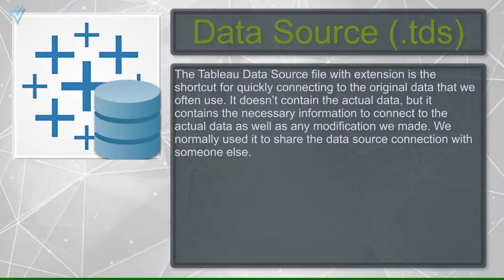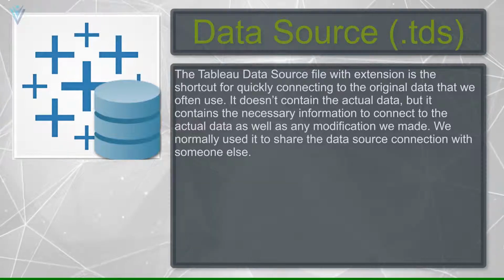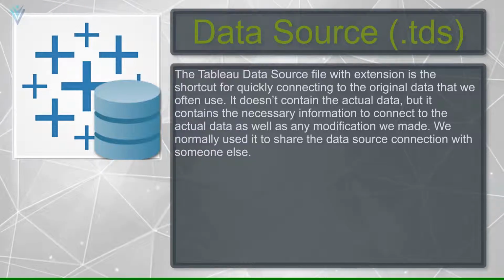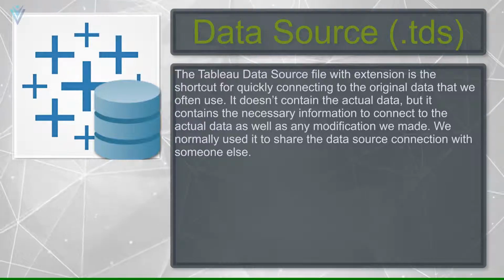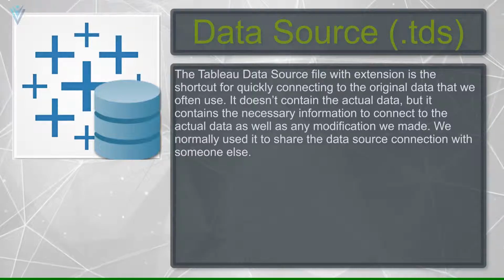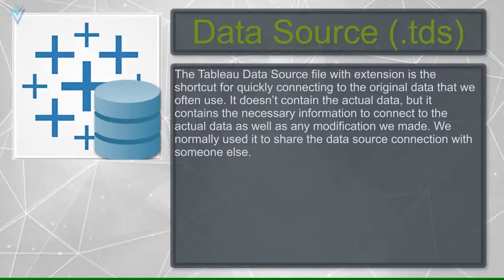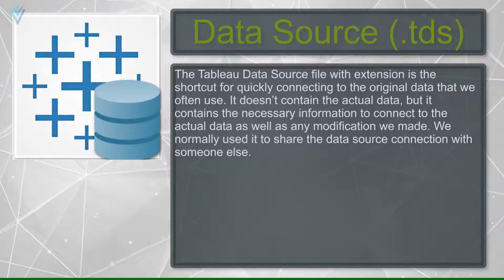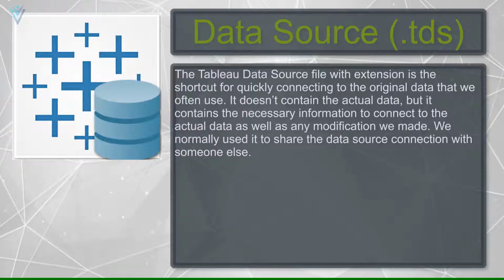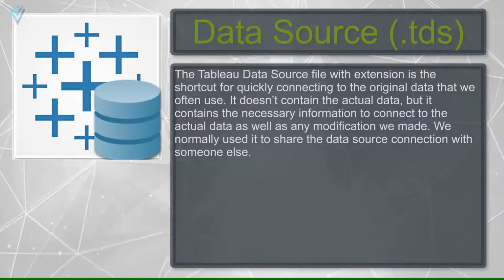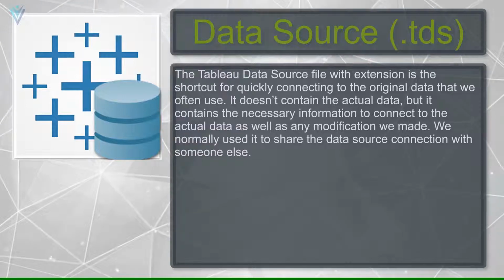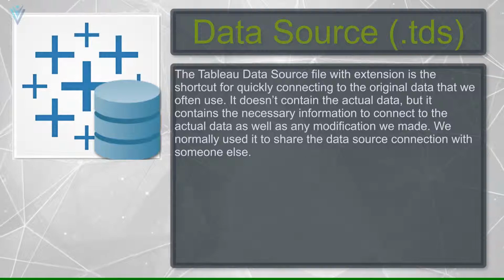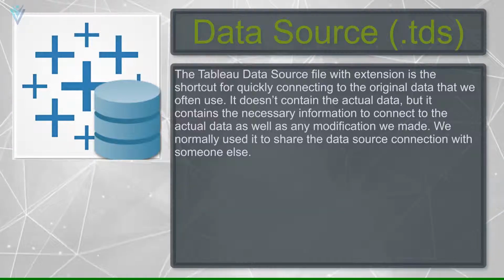Now in our previous examples we are sharing workbook, we are sharing worksheet. What if you want to only share the data source? Then you can use data source or .tds extension. The Tableau data source file with extension .tds is the shortcut for quickly connecting to the original data that we often use. It does not contain the actual data, but it contains the necessary information to connect to the actual data as well as any modification we made. We normally use it to share the data source connection with someone else.